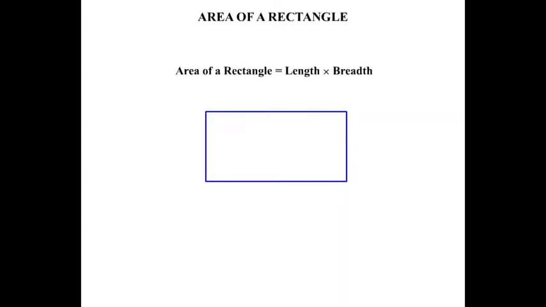Now the area of a rectangle equals the length multiplied by the breadth. Now you've probably seen that before. Now there's our rectangle there, the length and the breadth. So A equals LB is a short way of writing that formula. Area equals length times breadth.